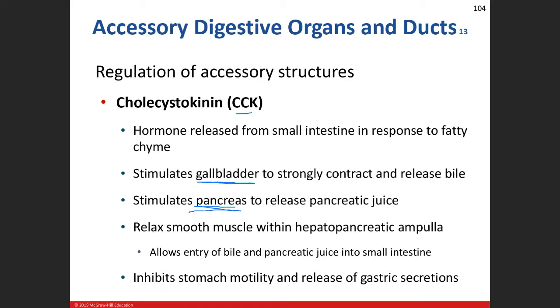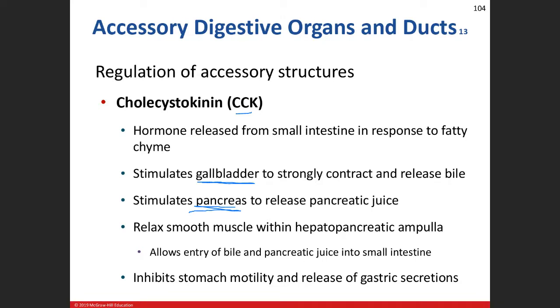Now, we'll talk about the functioning of the bile salts in a little bit, but its job is the process of emulsification, which is basically breaking down bigger fat molecules into smaller fat molecules, or big lipid droplets into small lipid droplets. So that's what the bile will help to do.